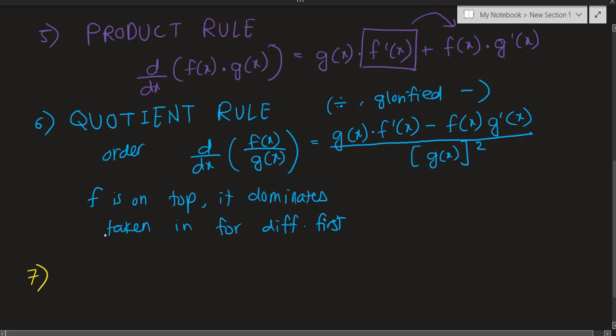So property number 7 is extremely important. It's what's called the chain rule, and it's considered to be one of the hardest properties to visualize in the first sitting. But don't worry, I'll give you a good intuition, just like I did for the product rule and the quotient rule.